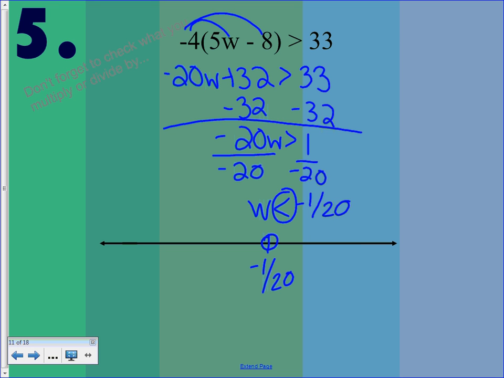So we want to think less than. If we want to go less than, we want to go to the left of the number. Greater than is to the right, less than is to the left. So we're going to be less than negative 1 over 20, so our solution for W is going to the left on our arrow line. It doesn't matter where you put the negative 1 over 20 on this line, as long as you pick a spot and label it.